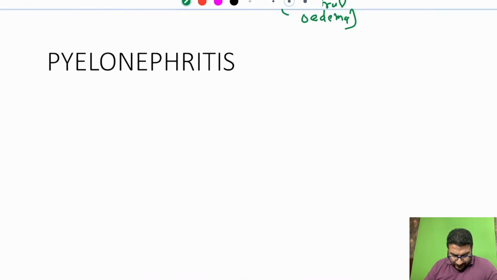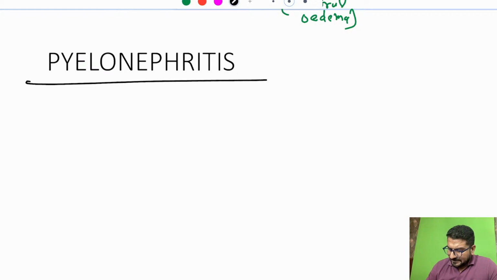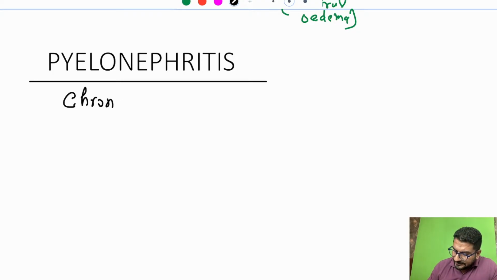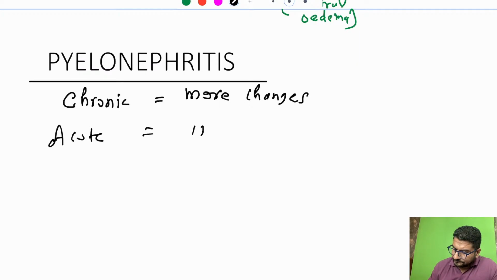Okay, now coming to pyelonephritis. Pyelonephritis means you can see purulent inflammation. So just remember, we can have acute pyelonephritis, we can have chronic. Chronic will have more changes in the kidney, and acute will have more symptoms. In acute the patient will have more symptoms. In chronic you will see more changes.